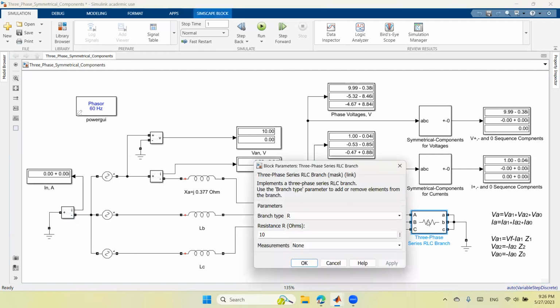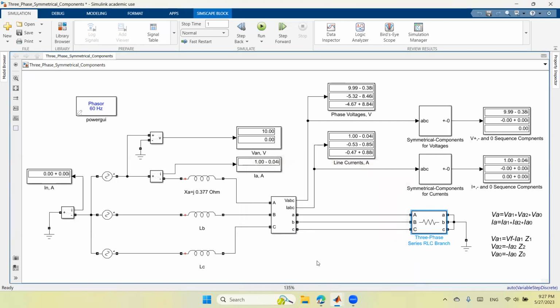Okay, now I want to simulate a three-phase short circuit. For a three-phase short circuit, this resistance should be equal to zero, but since MATLAB will not accept zero, let's assume that we have such a small value. And I will apply and okay.